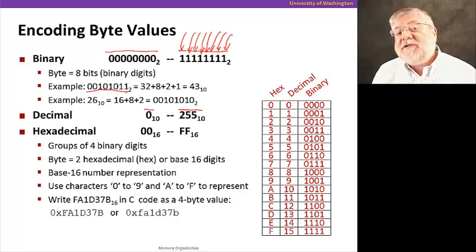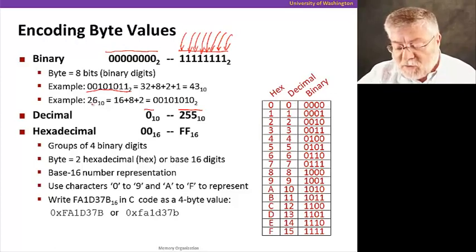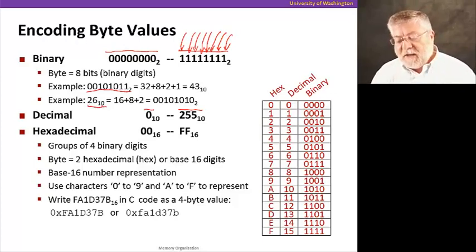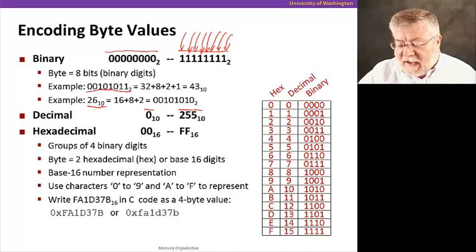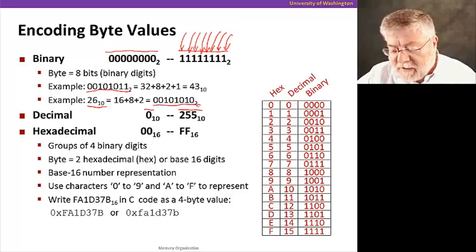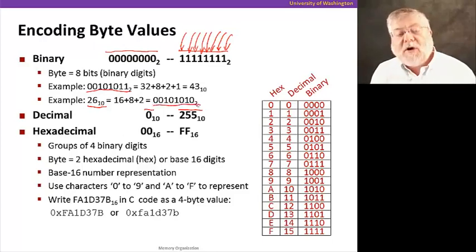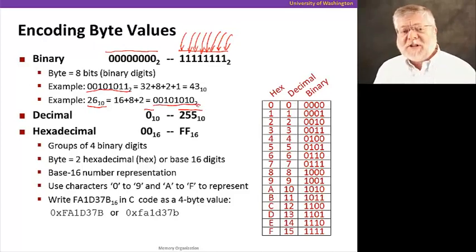In the other direction, if we started with the number 26 in decimal, that's a 16 plus an 8 plus a 2, all powers of 2. And that yields the following binary number, 00011010. So the conversion is pretty simple. It pretty much involves just the powers of 2.